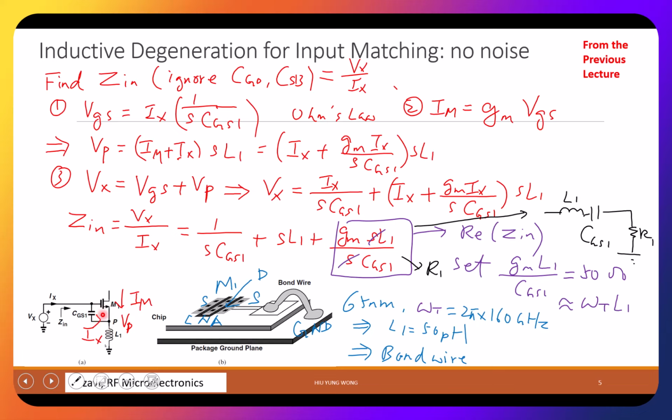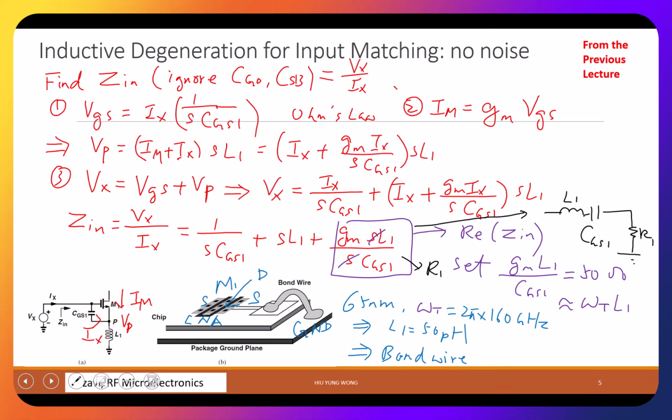The impedance is 1 over SCGS1, because 1 over SC is the impedance of a capacitor. If you are familiar with this, you can write this already. Then it's equal to the total current going through L1 times the impedance of L, which is SL1. The point is, what is the current going through L1? It's not just Ix, it's also the current Im. But this is a transistor, so if I already know VGS, I should know the drain current.